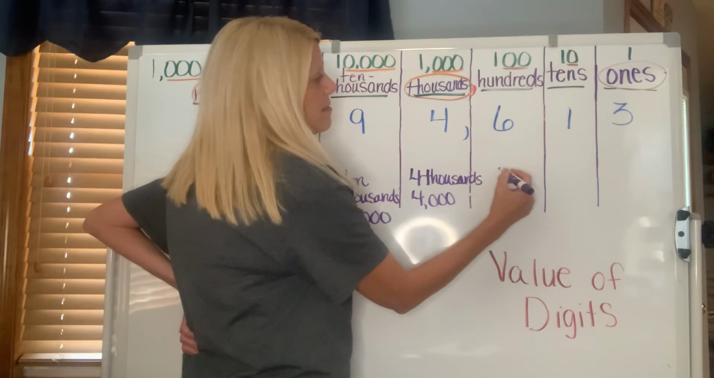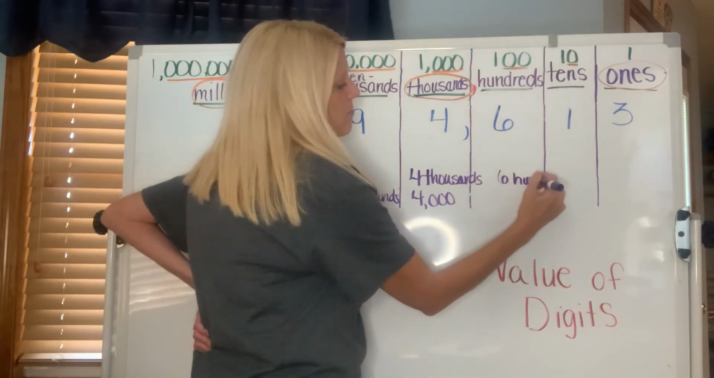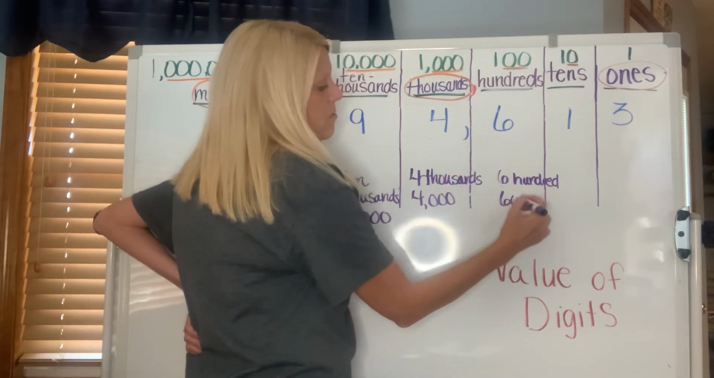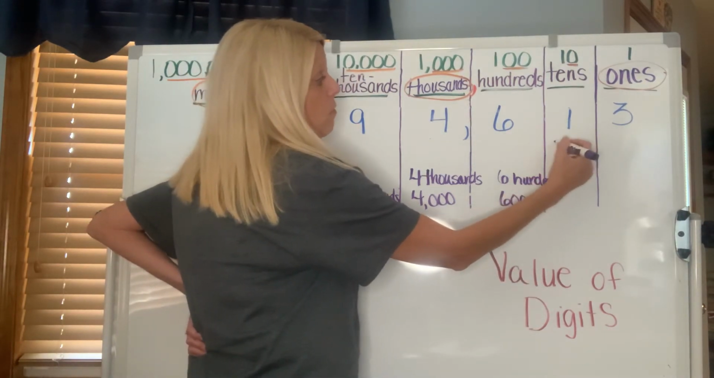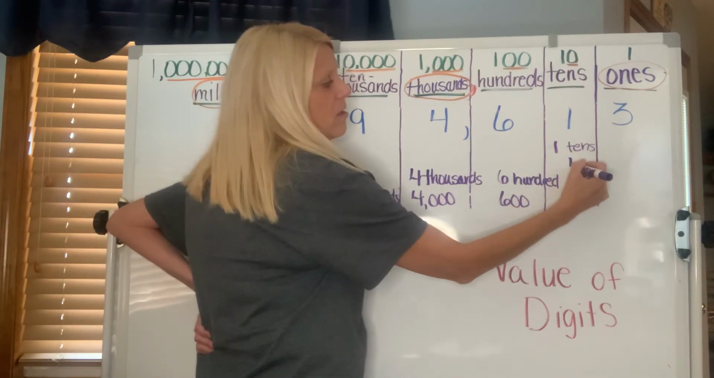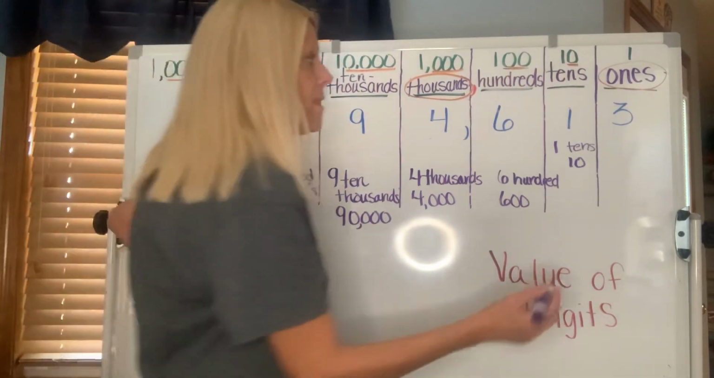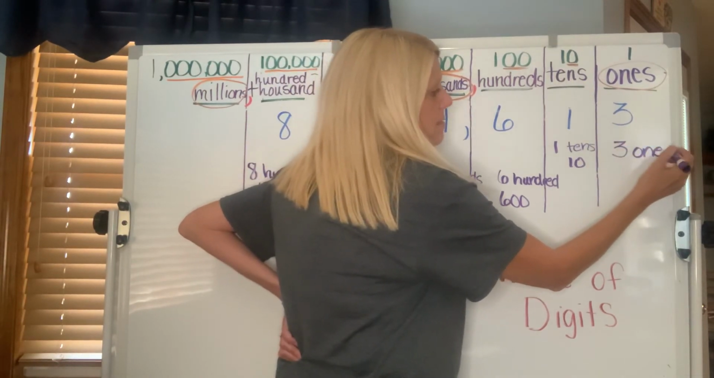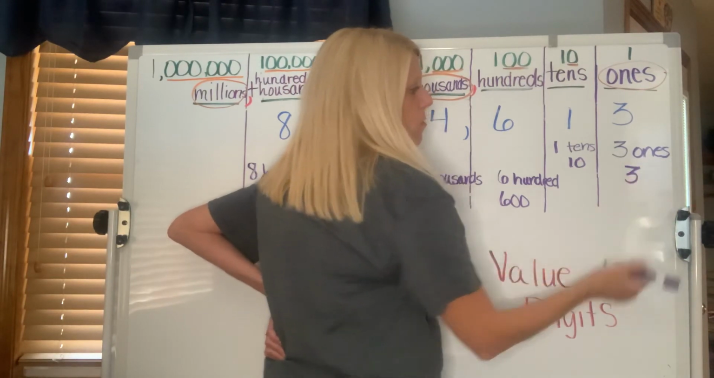And with our 6, we have 6 hundreds, or 600. Here we have 1 ten, or 10 written in standard form. And we have finally 3 ones, or 3.